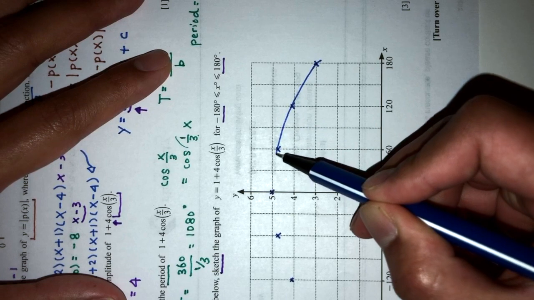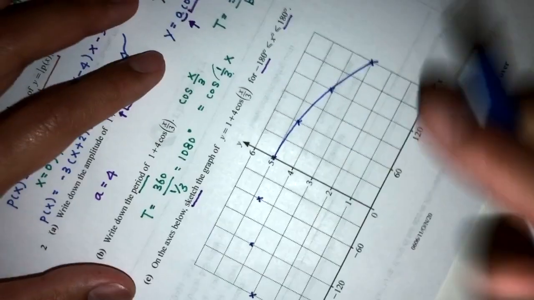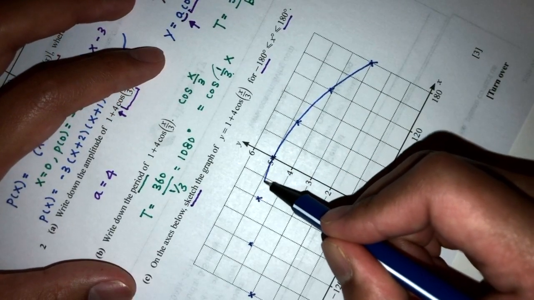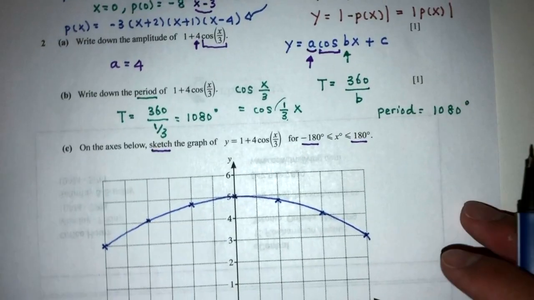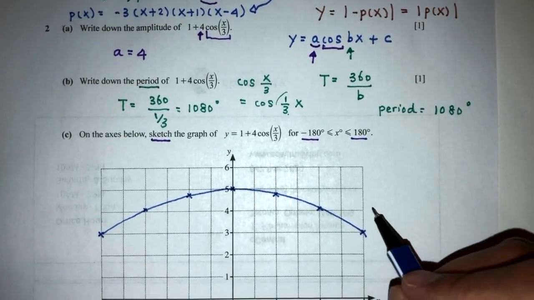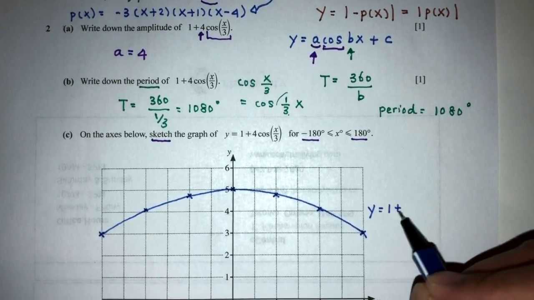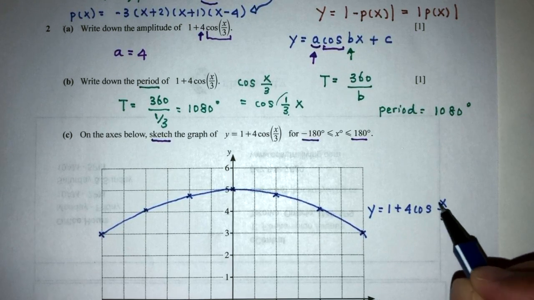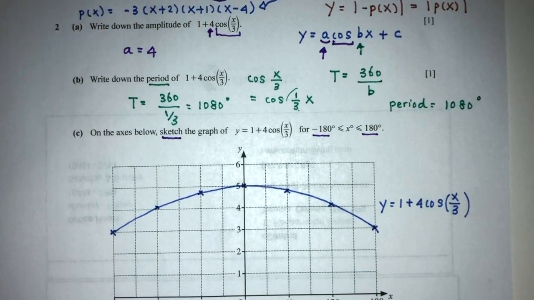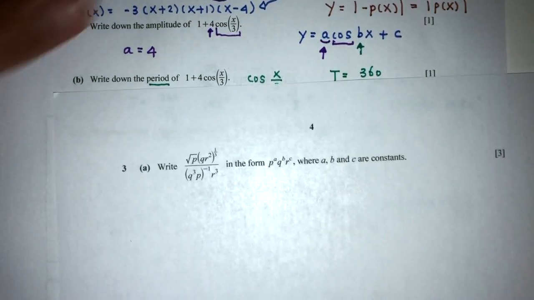But of course, you have to be using a pencil for your graphs, not a pen. And once you connect all the points, always label the graph at the end. That will be y equal to 1 plus 4 cos x over 3. And this is your answer for question number 2. Now let's move on to question number 3.